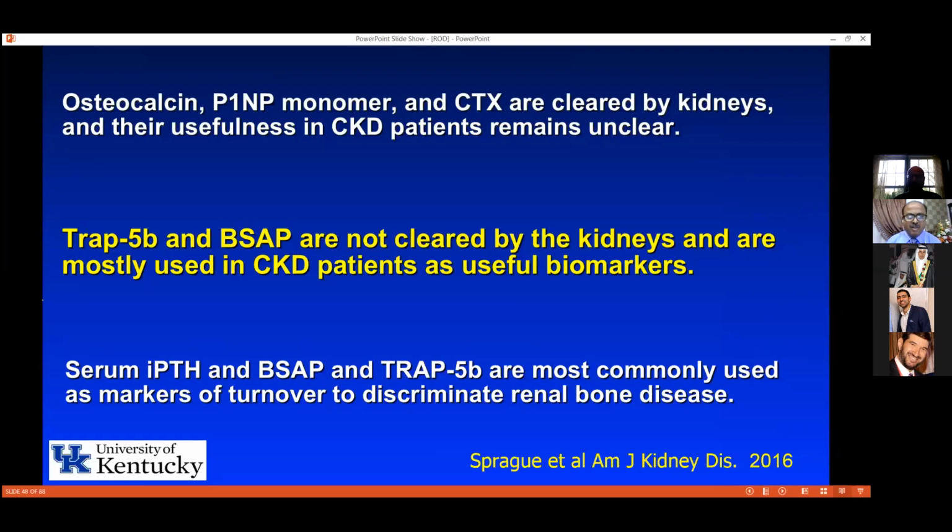Okay. Are these tests available here in Egypt? Only for academic purposes. They are not common in the lab. But you can order them if you want, but they are not in common practice at all. Absolutely. Okay. You remember, bone-specific alkaline phosphatase is just an isoenzyme from the total alkaline phosphatase.